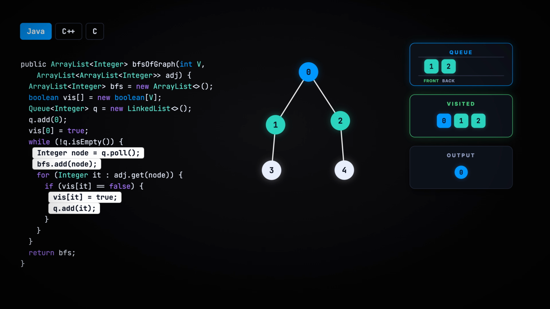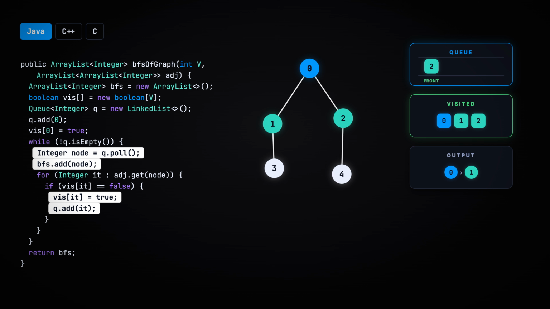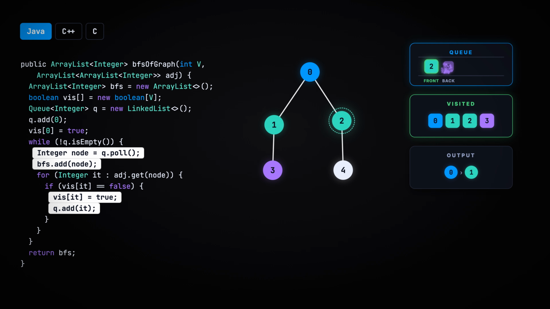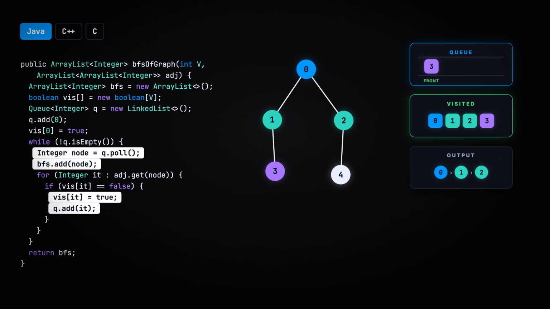The loop runs again. This time we take 1 from the front and look at its neighbor 3. 3 is new, so we mark it and add it. Next we take 2 and we reach 4. 4 has not been seen before, so it joins the queue as well.